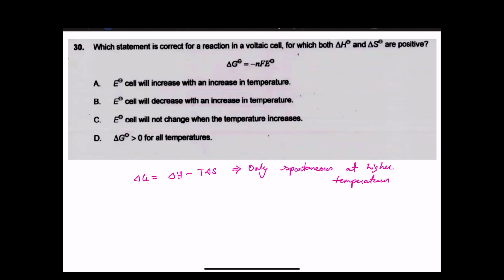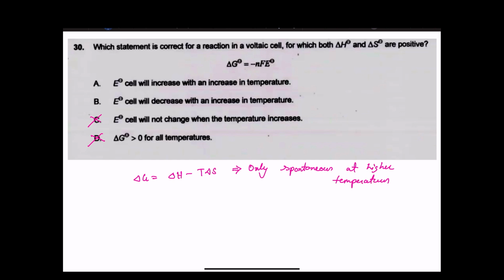Fine. So when this is spontaneous at higher temperature, I can eliminate option D. It's not spontaneous. I mean, delta G is negative for higher temperature, positive for lower temperature. And the delta G value keeps changing with temperature. So as delta G keeps changing, I can also eliminate option C. E naught cell will change when the temperature increases. But when the temperature increases, delta G becomes more negative, and the reaction becomes more spontaneous.